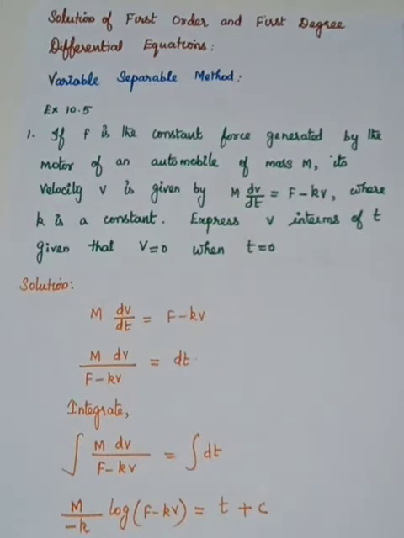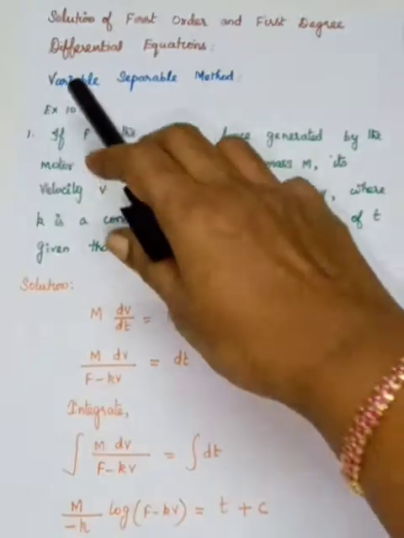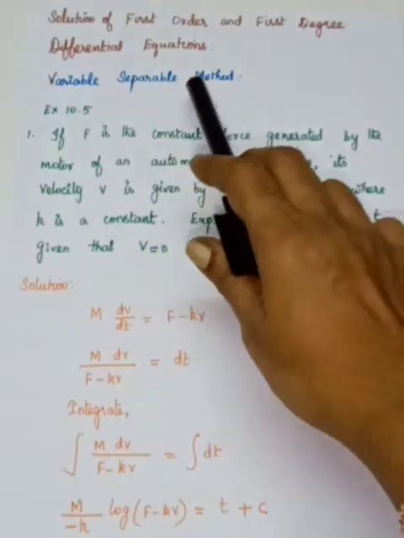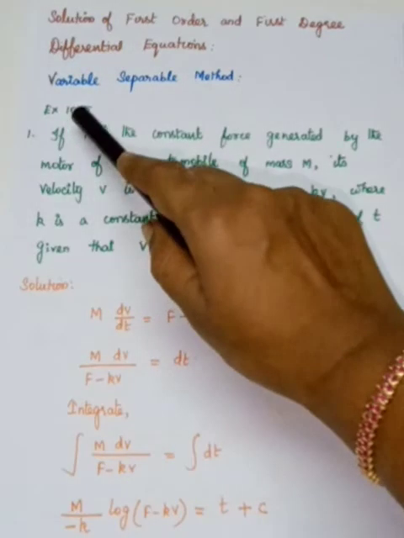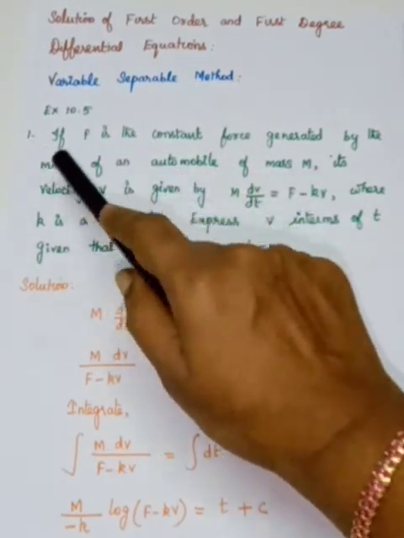So the first type we are moving to is the variable separable method. According to the variables, we have to separate the terms. Then we are going to integrate. If we integrate, we can write the expression in terms of x and y. Okay, you see exercise 10.5, first problem.